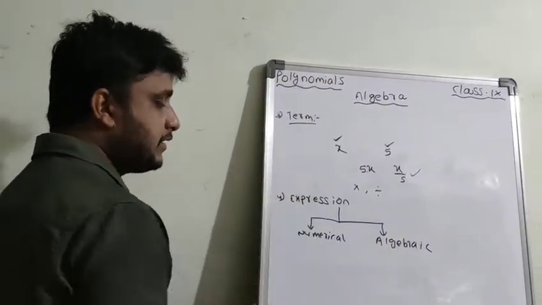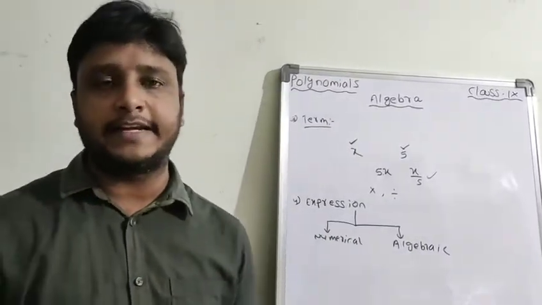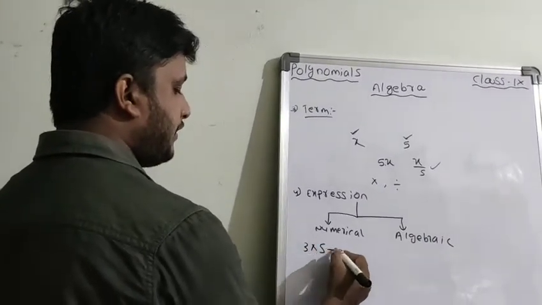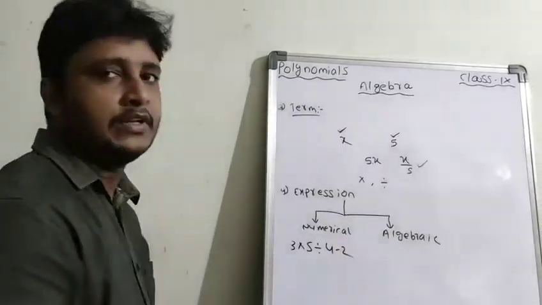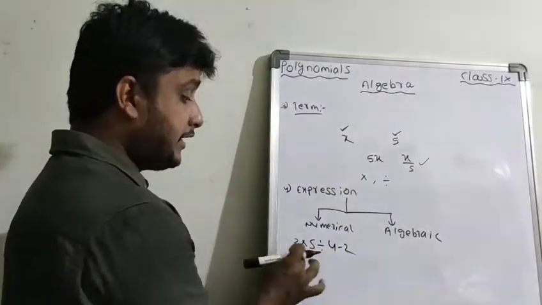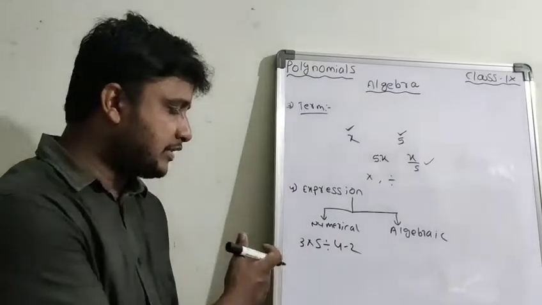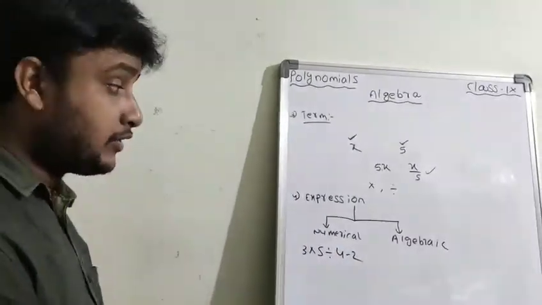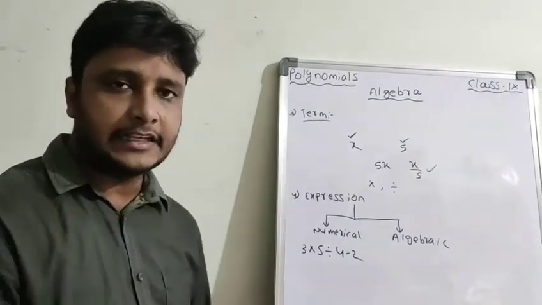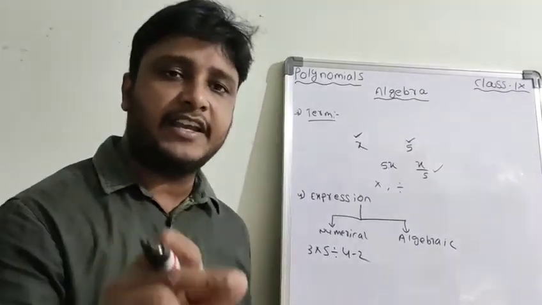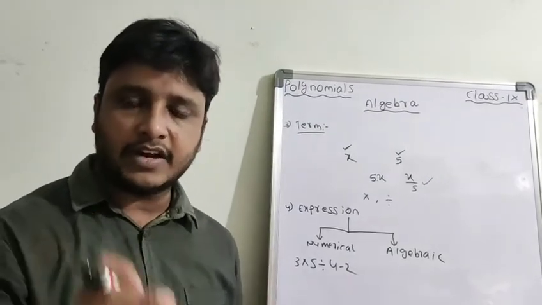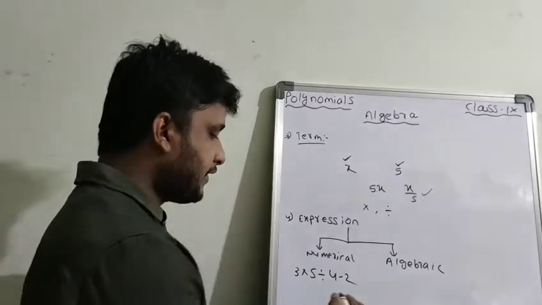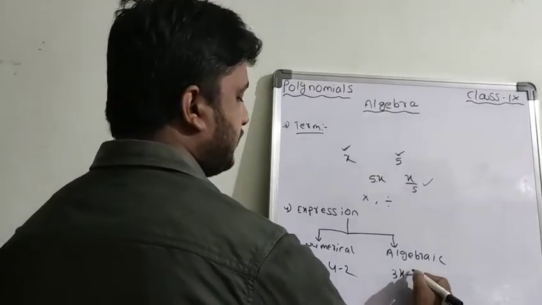Numerical expressions: in an expression, if there is no variable, then it is called a numerical expression. For example, 3 into 5 divided by 4 minus 2. This is an expression, but if you observe, in this expression we have no variables. So this is called a numerical expression. What is an algebraic expression? In an expression, if at least one variable is available, then it is called an algebraic expression. For example, 3x plus 4y.